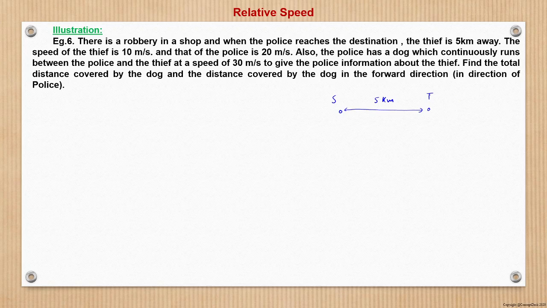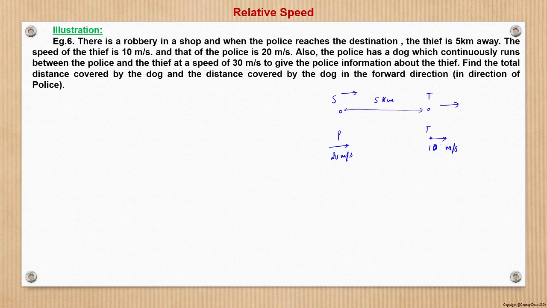Now what happens? Both are running here in the same direction, right? It's not like in the earlier problem, where both trains were running towards each other. Here they are running in the same direction. So from point S, the police start at a speed of 20 meters per second, and at this time the thief is running at a speed of 10 meters per second, and this distance is 5 kilometers, right?